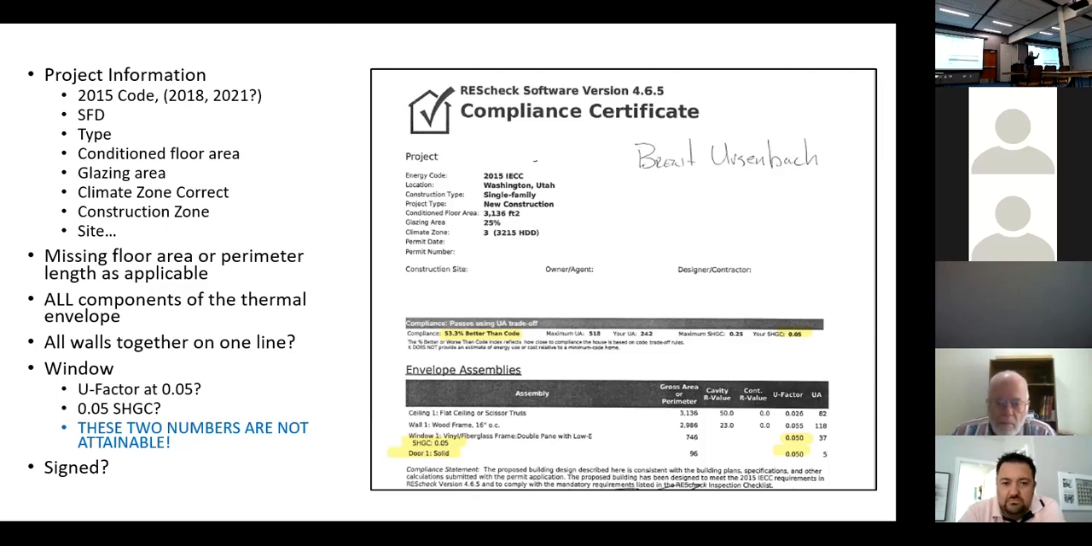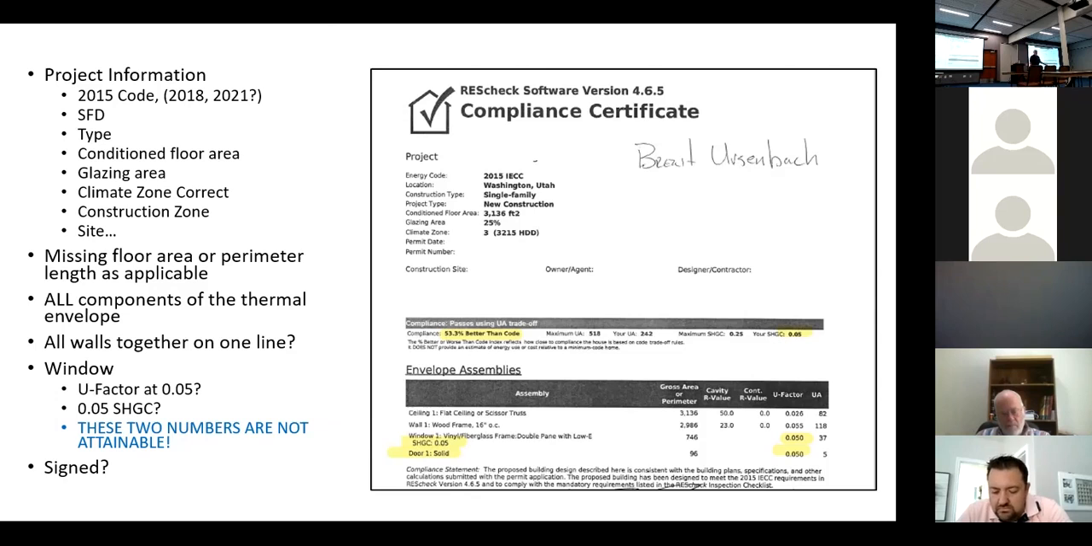I tell you, please, if someone knows how to make an R20 window, I don't even care if it's really expensive. Let's get together and let's become billionaires, right? Can you get a solar heat gain coefficient of 0.05? Yeah, you use 3 inches of foam, right? And so that's why it passed by 53.3%, because they put in a bogus number.